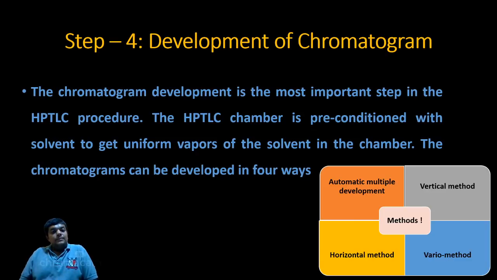Development of chromatogram. The chromatogram development is the most important step in the HPTLC procedure. The HPTLC chamber is preconditioned with solvent to get uniform vapors of the solvent in the chamber. The chromatogram can be developed in 4 ways. There are n number of methods for the development, which include automatic multiple development, vertical method, horizontal method, and various other methods.